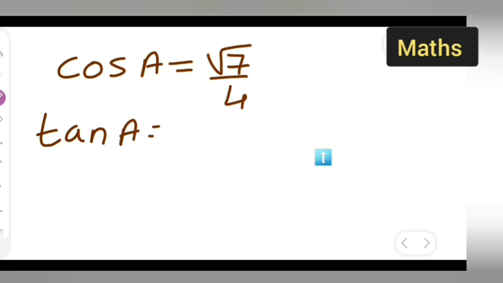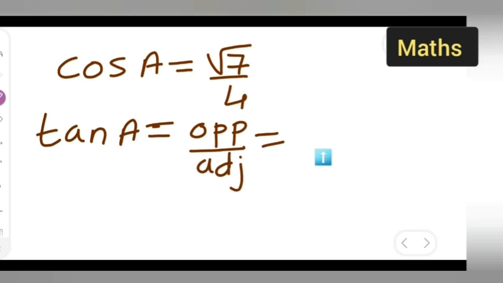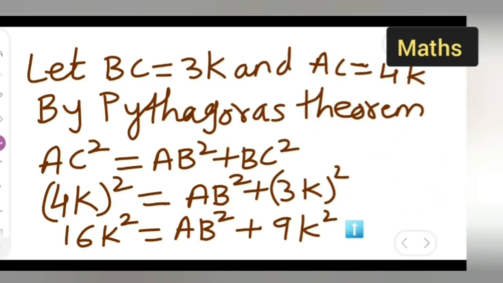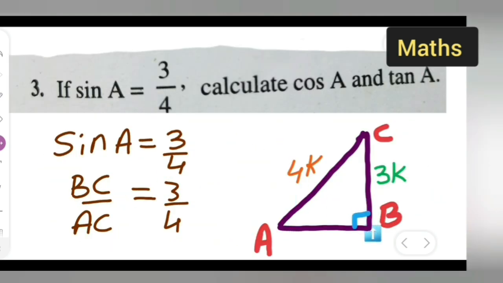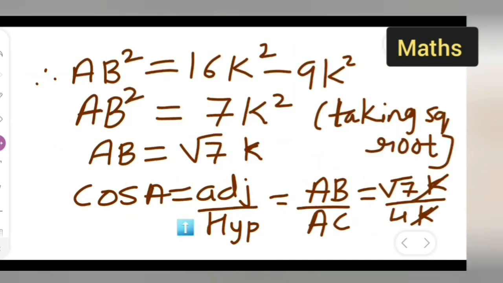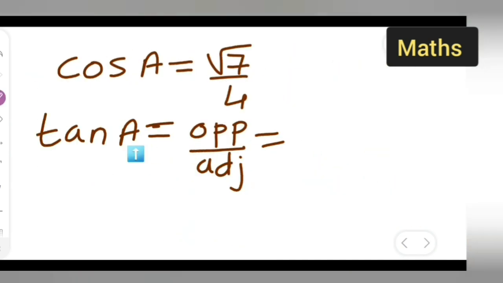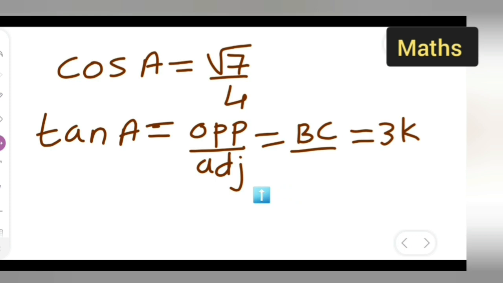Okay, now let us find tan A. Tan A is nothing but opposite side upon adjacent side. Now what is the opposite side of A? The opposite side of A is BC, which is nothing but 3K. So I'll write down BC upon, this is 3K. Now let us find the adjacent side of A.